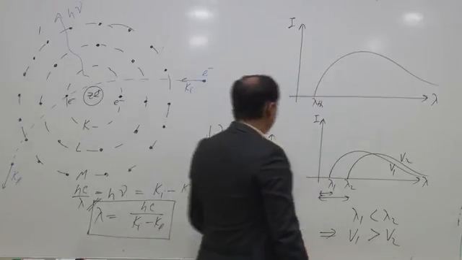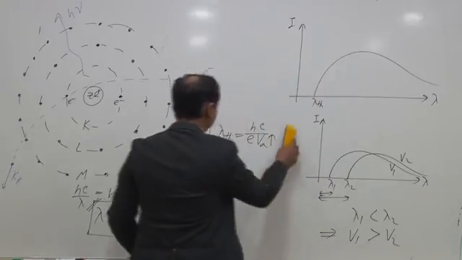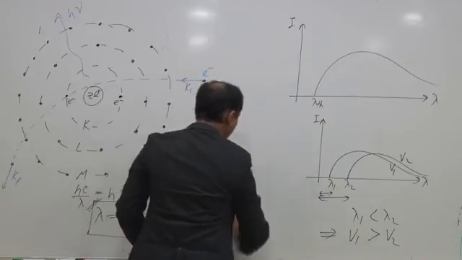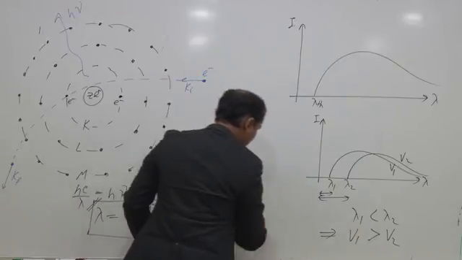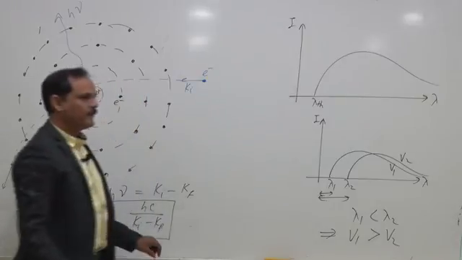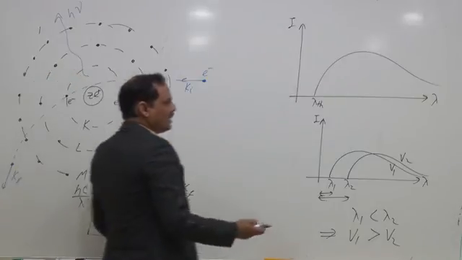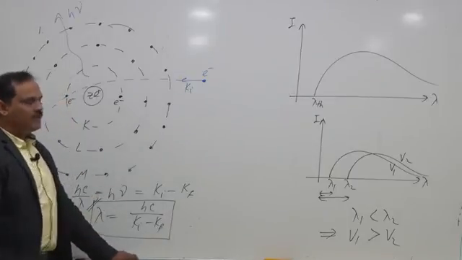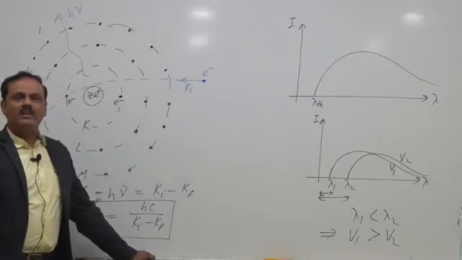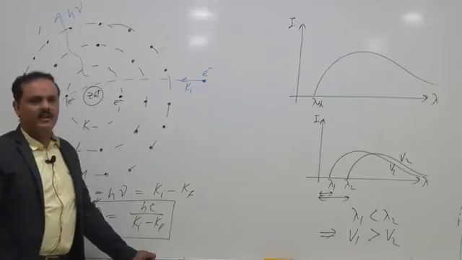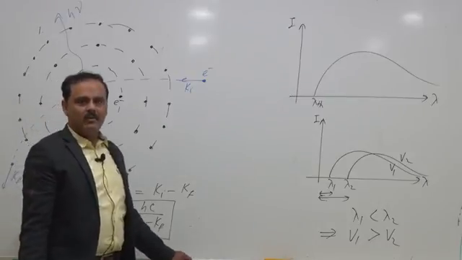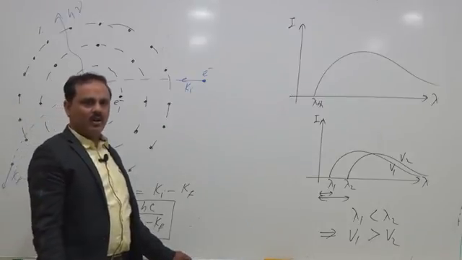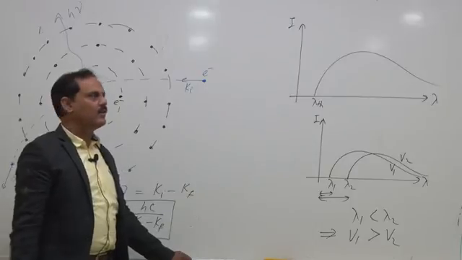Now, how does it vary with filament current? If we change the filament current, how does it vary? If we increase the filament current, look at the diagram of the Coolidge tube. The filament will be heated more, so the plate will be hotter. The hot plate will emit more electrons.